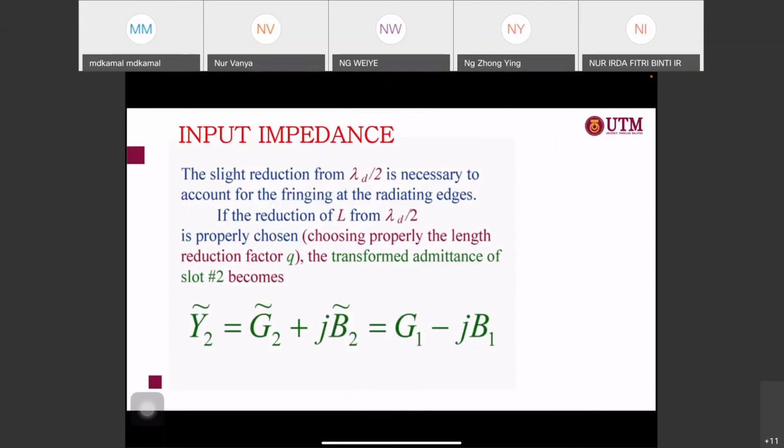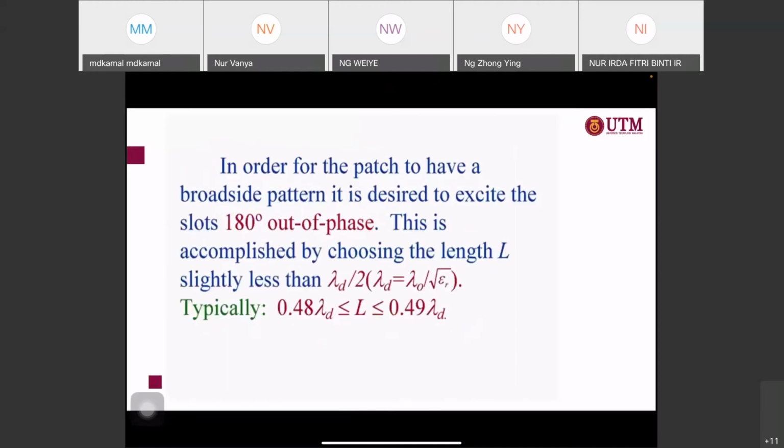The slight reduction from lambda d over 2 is necessary to account for the fringing at the radiating edges. If the reduction of L from lambda d over 2 is properly chosen, the transfer parameters of slot number 2 become G1 minus JB1. In order for the patch to have a broadside pattern, it's desired to excite the slots 180 degrees out of phase. This is accomplished by choosing the length slightly less than this particular value. Sometimes we use lambda d, where lambda d is equal to lambda naught over square root of epsilon R.